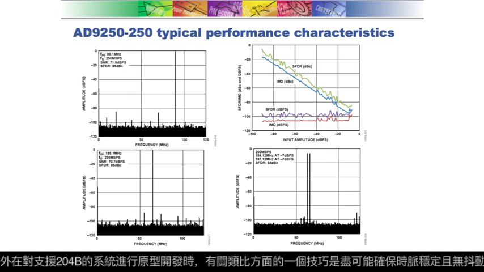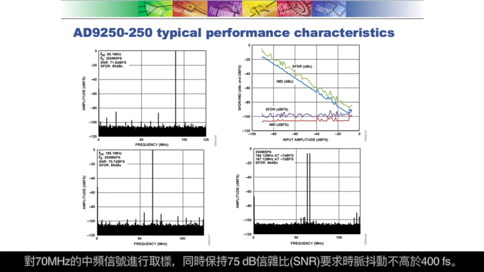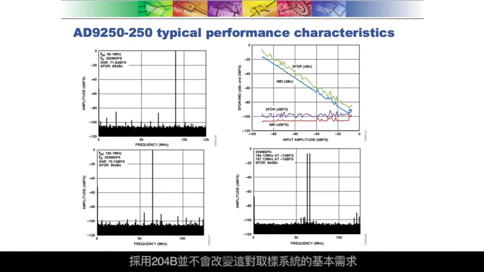And an analog tip to keep in mind when prototyping converters at this sample rate using 204B is to ensure your clocks are as stable and jitter-free as possible. Sampling an IF signal of 70 MHz while maintaining an SNR of 75 dB will require a clock jitter of 400 femtoseconds or less. 204B does not remove this fundamental part of sampling systems.